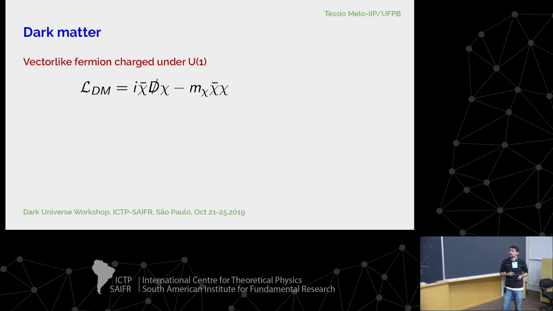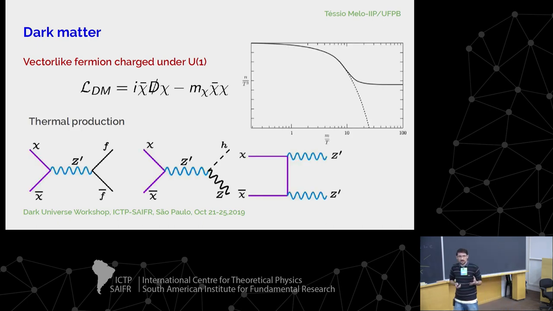We also include an extra fermion, which will be our dark matter candidate. We assume that this fermion is a vector-like fermion to not spoil the anomaly cancellation. And this dark matter will interact primarily through the Z prime. And we assume that the mass of this dark matter is something about a few TeV in this scale. And also the Z prime is in this mass scale. So this dark matter candidate is produced thermally by the standard result. These are some diagrams that contribute to the annihilation, keeping this dark matter in equilibrium in the early universe.